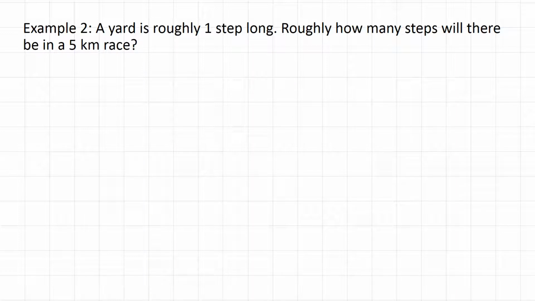Example 2, a yard is roughly 1 step long. So about how many steps is it going to take in a 5-kilometer race? So again, let's make a little map. We need to go from kilometers into yards. So kilometers, the only unit conversion I have is to go into miles. So let's start there. I could go from kilometers into miles, and then I could go from miles into yards with my miles and yards relationship.